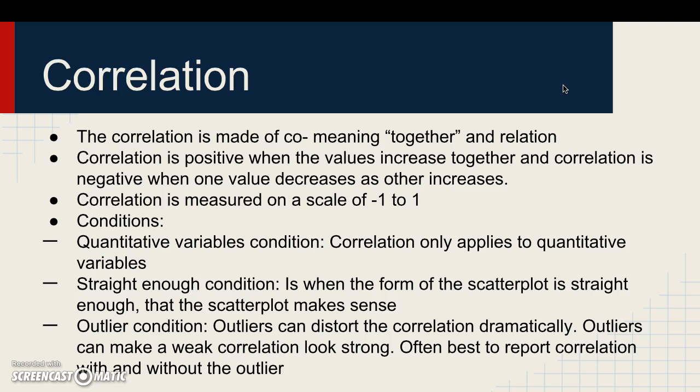Conditions. Quantitative variables condition. Correlation only applies to quantitative variables. Straight enough condition is when the form of the scatterplot is straight enough that the scatterplot makes sense. Outlier condition. Outliers can distort the correlation dramatically. Outliers can make a weak correlation look strong. Often, it is best to report correlation with and without outliers.